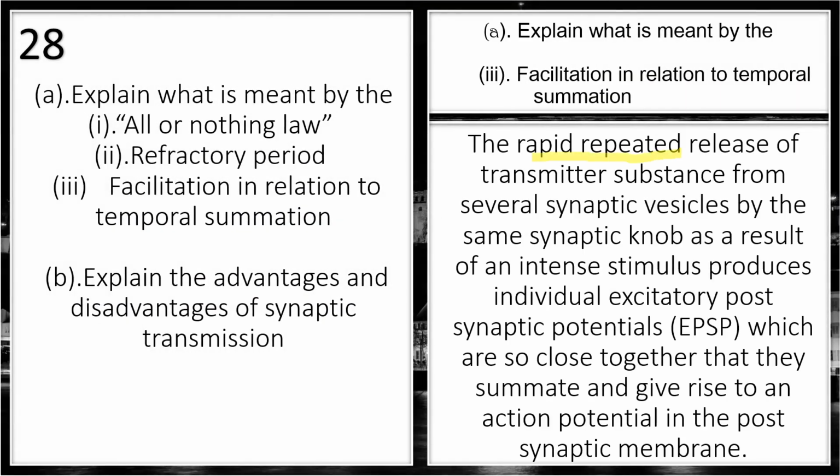The rapid repeated release of transmitter substance from several synaptic vesicles by the synaptic knob as a result of an intense stimulus produces individual excitatory postsynaptic potentials, EPSPs, which are so close together that they summate and give rise to an action potential in the postsynaptic membrane.